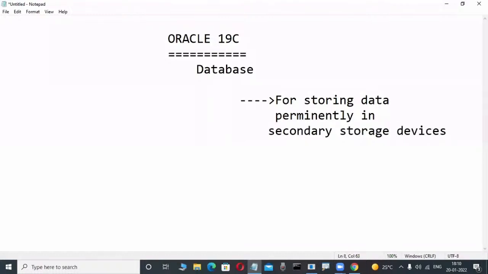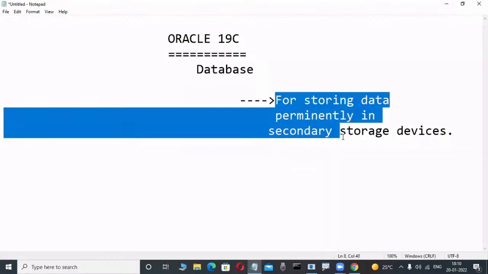Permanent. Suppose today we are storing data, after 5 years, 10 years, 20 years, 100 years, your data is still available. You are using it. That's why Oracle is a product from Oracle Corporation with some version number. This is a database product, one of the popular relational databases. But what is the purpose? For storing data permanently in secondary storage devices.